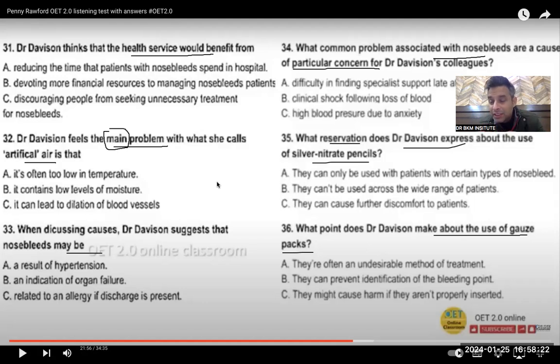But now, whatever she is speaking, you should hear that very carefully. Because till the time the word benefit does not come, you keep on repeating those options in mind. By the time she is speaking, I am repeating again and again: financial, reducing time in the hospital, discouraging people from seeking unnecessary treatment. So I'm repeating that we should discourage people, we should give financial resources, or we should reduce the time.